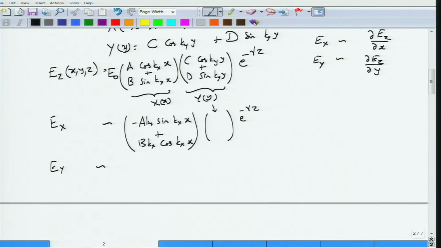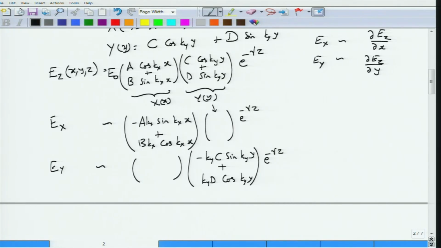So, Ey, because it depends on del by del y, this term will not change, whereas in this term you will have minus ky c sin ky y plus ky into d cos ky y. Of course, this would also propagate as e power minus gamma z. Alright, we have obtained three components now. Have we obtained them completely?